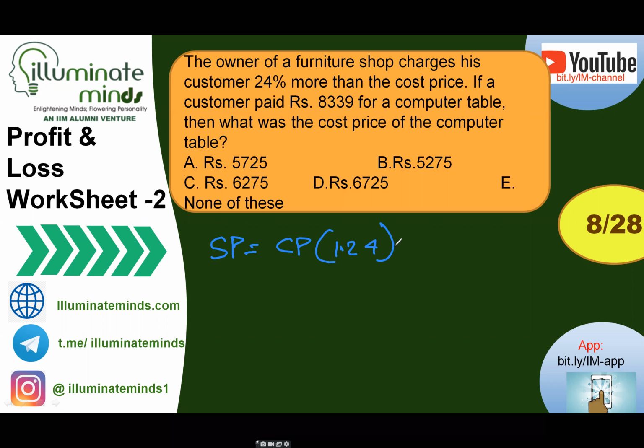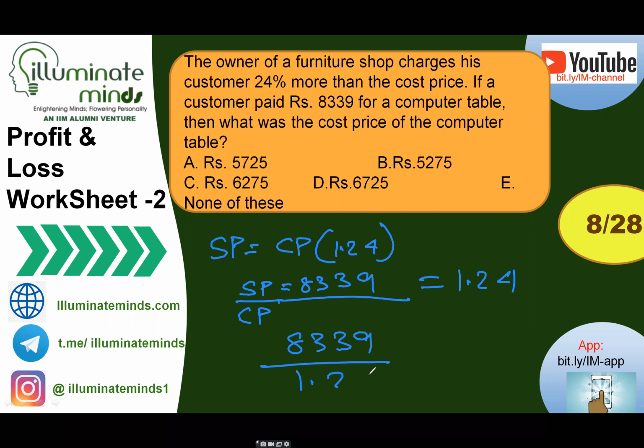If a customer paid rupees 8399 for a computer table, what was the cost price? So there's no problem. SP by CP, where SP is given as 8339, is equal to 1.24. So 8339 divided by 1.24 is going to be the money. Isn't it, guys? So this will be the answer. 8339 divided by 1.24, 6725 is the correct answer. Yes. I hope it's okay, guys.